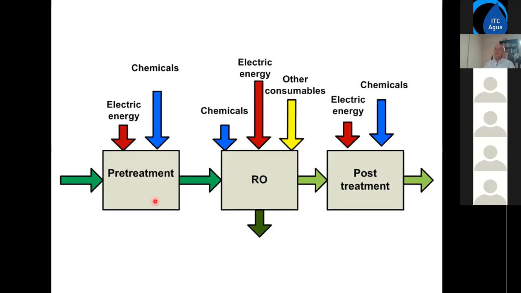Now, economics of the RO process. The RO process is a process which requires energy, chemicals, and other consumables, okay? So each step: pretreatment requires little energy, but a lot of chemicals; RO, little chemicals, but a lot of energy and other consumables. And the post-treatment, little energy, a lot of chemicals again.